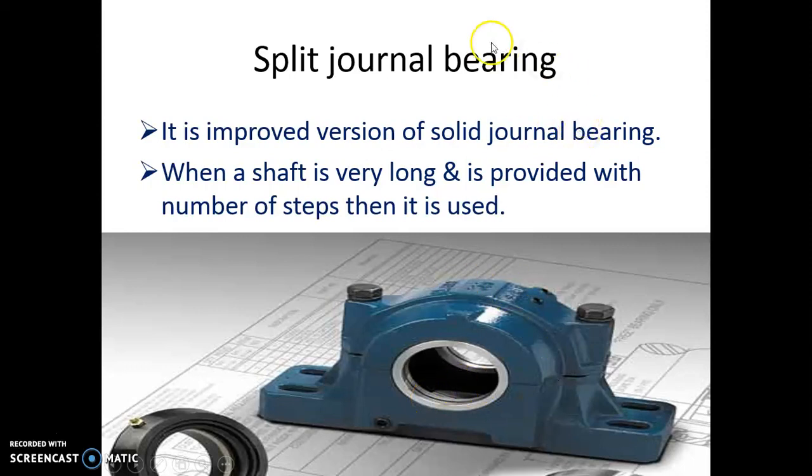There we have the split journal bearing. So here you have divided this solid journal bearing into two parts. It is an improved version of the solid journal bearing. When the shaft is very long and is provided with a number of steps, then it is used. It means that if it is not possible to place it endwise, then you have to go for the split journal bearing.